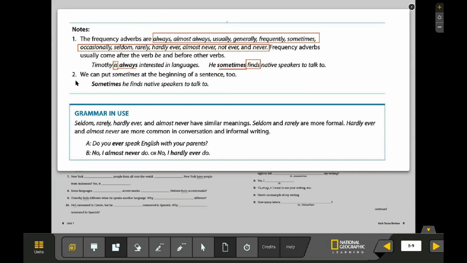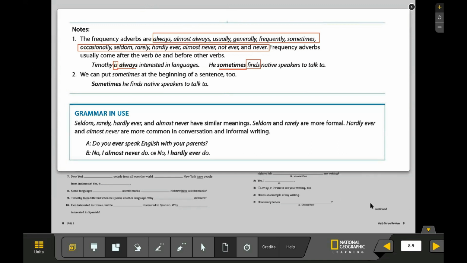Irene, can you read the second note? Yes. We can put sometimes at the beginning of a sentence too. Sometimes he finds a native speaker to talk to. Very good. So other than before the main verb, we can use sometimes at the beginning of a sentence. It's the same sentence. He sometimes finds native speakers. Sometimes he finds native speakers. You can say both ways. They are both correct. Okay. And then we have the grammar in use.